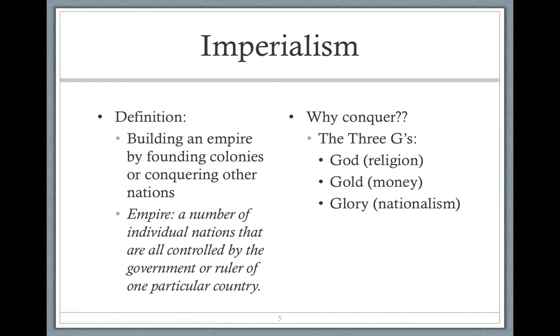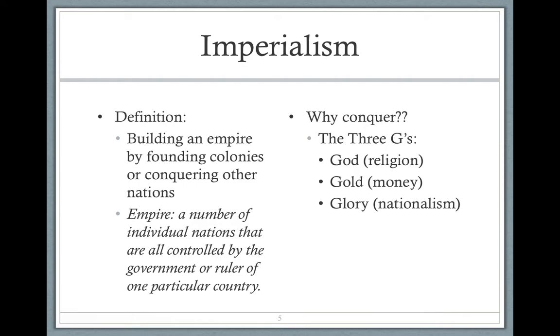Why conquer? Think of the three G's. God stands for Religion. Gold stands for Money. Glory stands for Nationalism. It is important to note that the United States has been deemed imperialistic prior to this time.